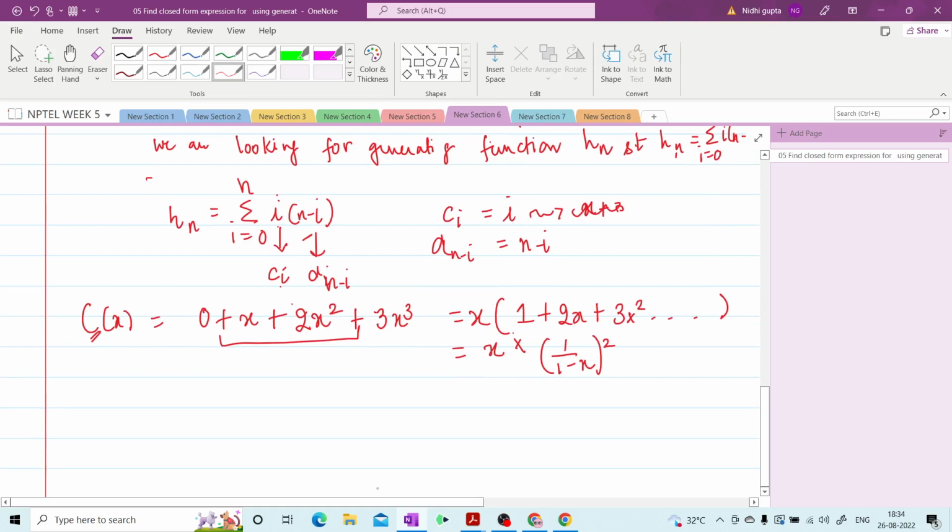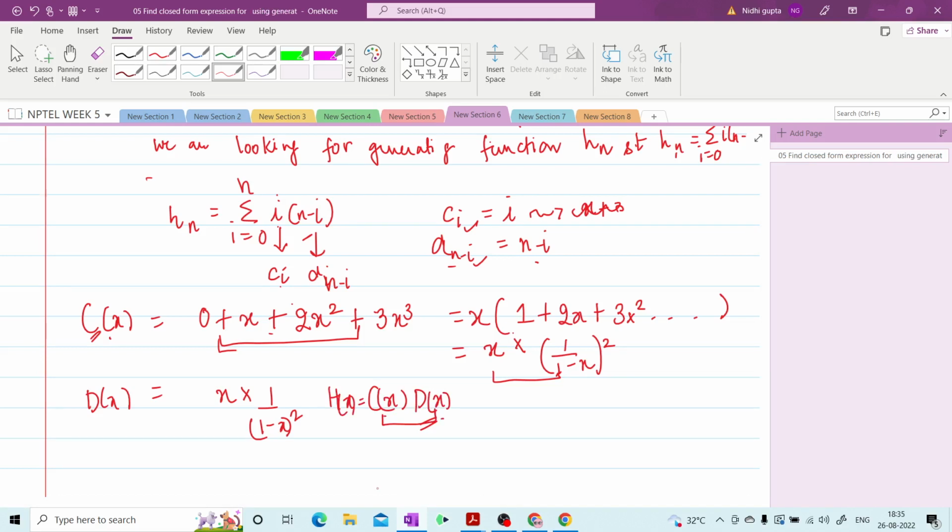Is this fine? Why is this power series x plus 2x square plus 3x cube coming out to be this? Is this okay? Yeah, it's clear. So Dn minus i is also this, so basically these two are the same power series. Your Dx is also x into 1 upon 1 minus x whole square, right? So when you multiply Cx into Dx, the product of Cx and Dx, won't the nth coefficient be this, right?